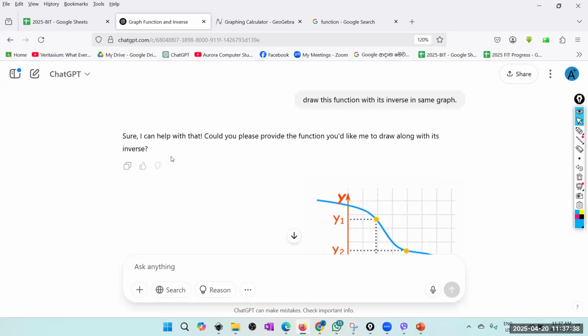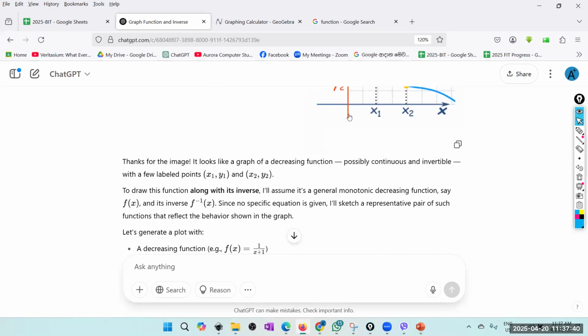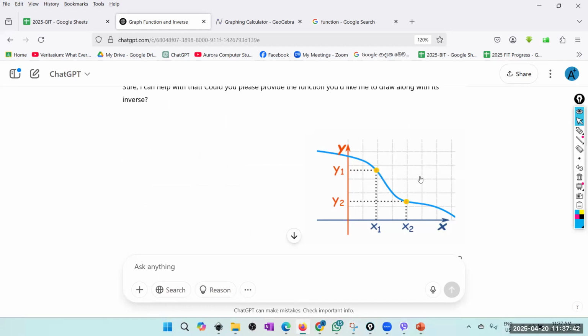I think ChatGPT is not good at doing that yet.